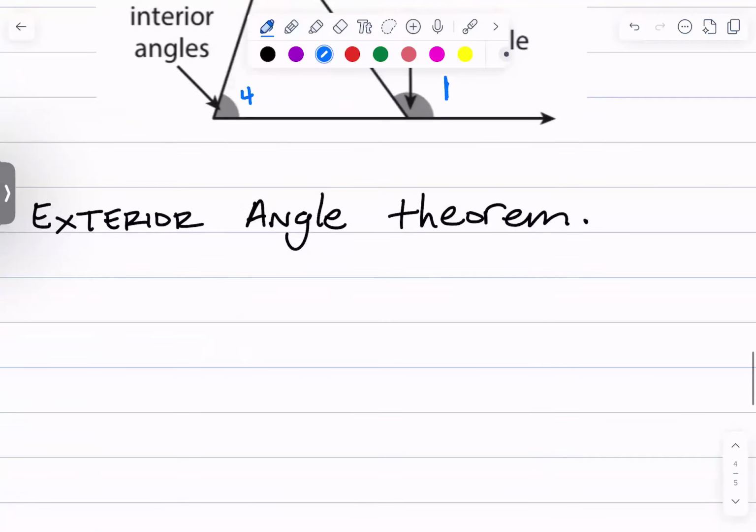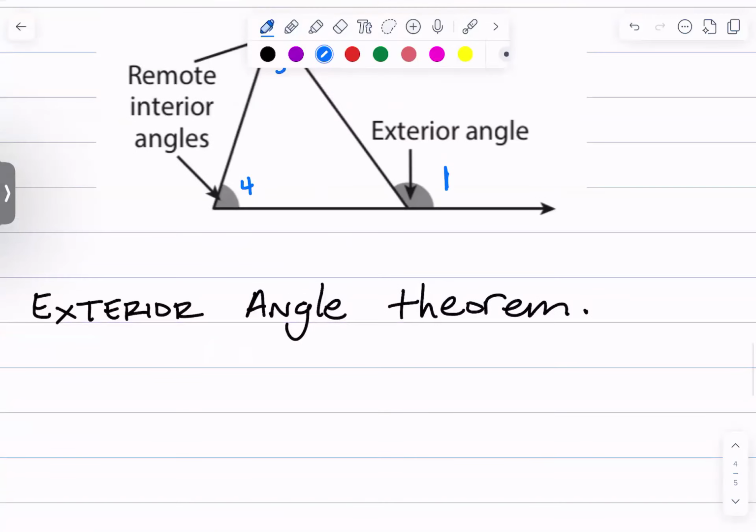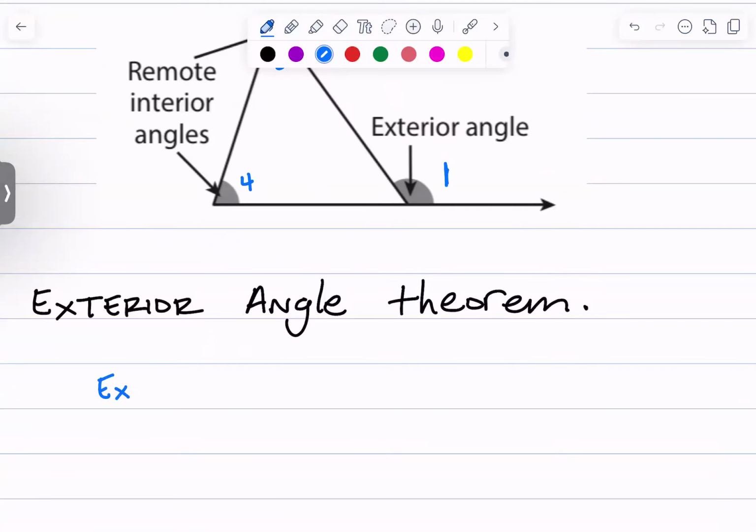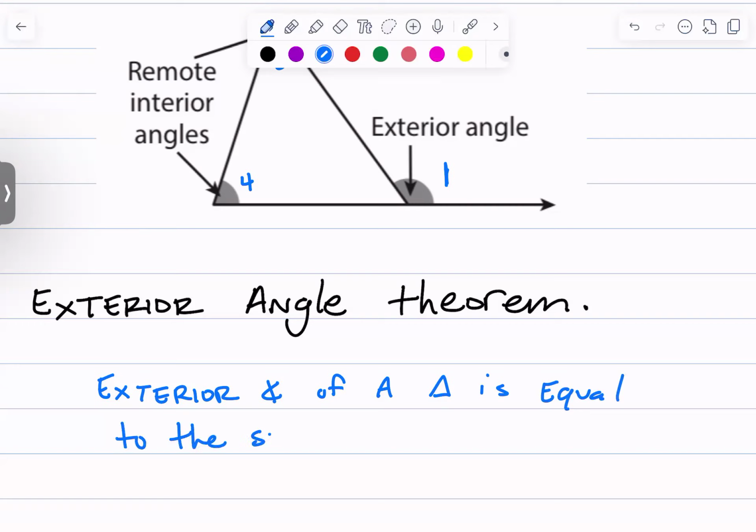So that's the exterior angle theorem. The exterior angle of a triangle is equal to the sum of the remote interior angles. Okay.